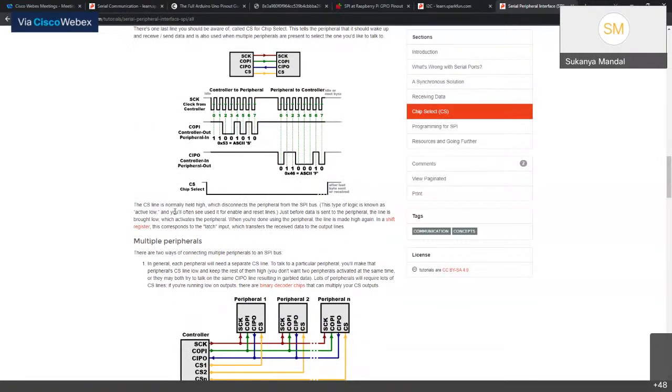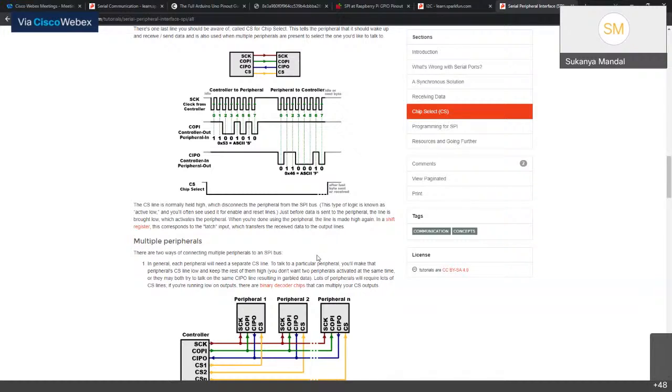Okay, the chip select line is normally held high. When it is high, it disconnects the peripheral from the SPI bus. This type of logic is known as active low, and it is often seen when enabling the reset line. So when you click on the reset button, this kind of mechanism is usually seen. Just before the data is sent to the peripheral, the line is brought low, which activates the peripheral. When you're done using the peripheral, the line is made high again, which goes back to the idle state.